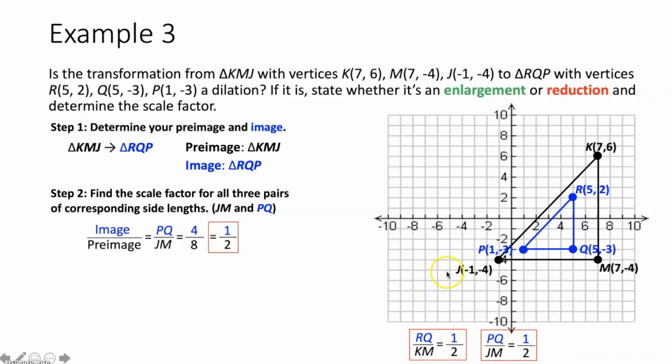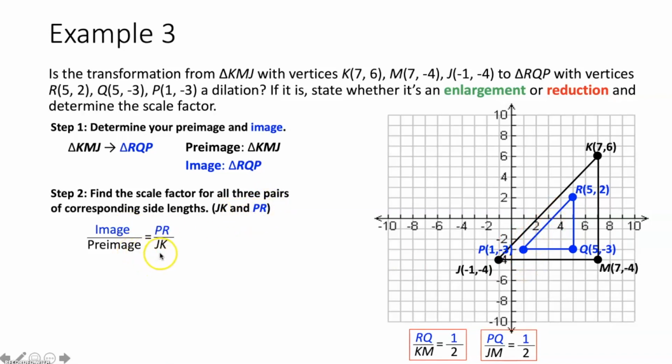Now again, we are not done. We need the scale factor for all three pairs of corresponding side lengths to be the same. So we now have to check the measure of segment JK and the measure of segment PR. Create the scale factor with those two corresponding side lengths and see, do we get 1/2? Well, in order to create a scale factor, again, we need to find the image side length over the corresponding pre-image side length, which means we need to find the measure of segment PR and put that over the measure of segment JK.